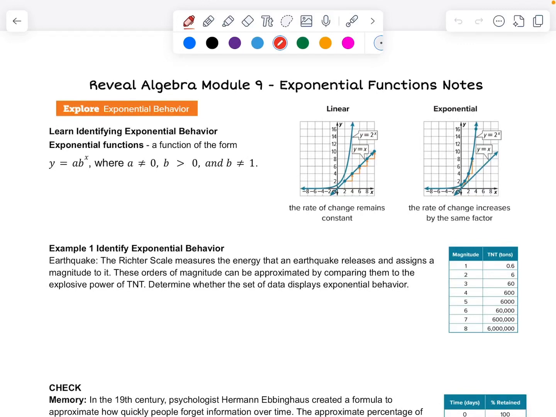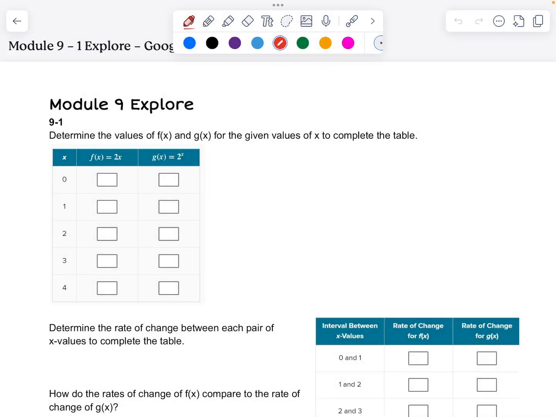Going to start Module 9, and it is on exponential functions. We're going to start with the Explore. So we're going to come over here to the Explore. And it says determine the values of f of x and g of x for the given values of x to complete the table. Okay, we can do that.